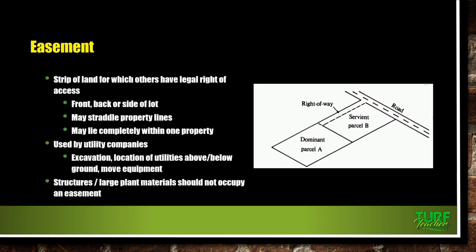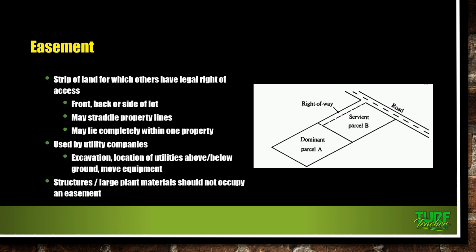Easement: a strip of land for which others have legal right of access. It can be the front, back, or side of a lot, may straddle property lines, or may lie completely within one property. It is used by utility companies, especially if they need to get back to some type of substation or anything like that. It's used for excavation and location of utilities above and below ground, moving equipment, anything these utility companies may have. They've got that easement to actually run a new water line or run sewer in your neighborhood. They can come in and put these improvements in the easement. Structures and large plant materials should not occupy an easement.